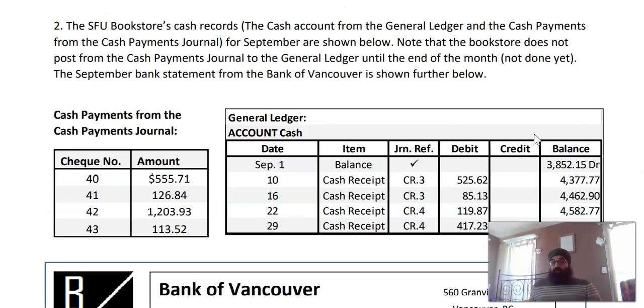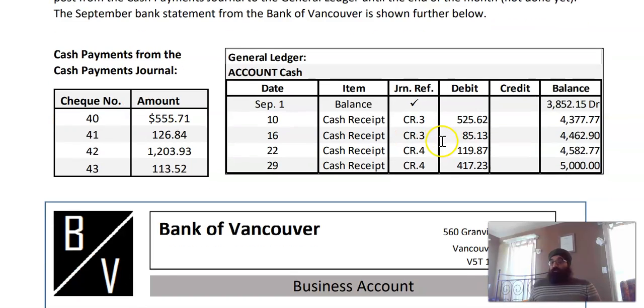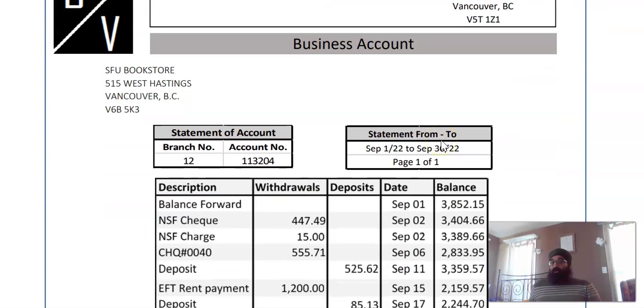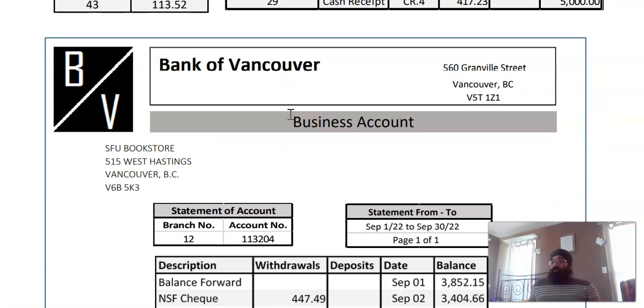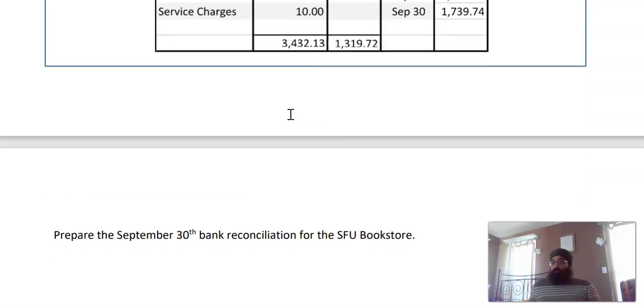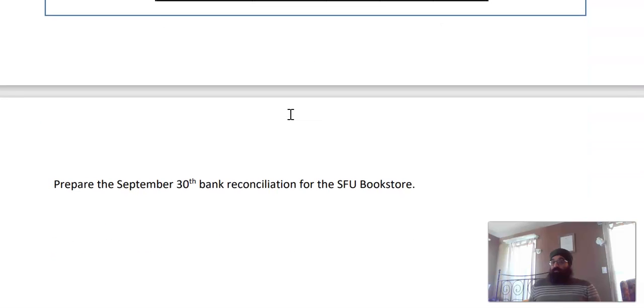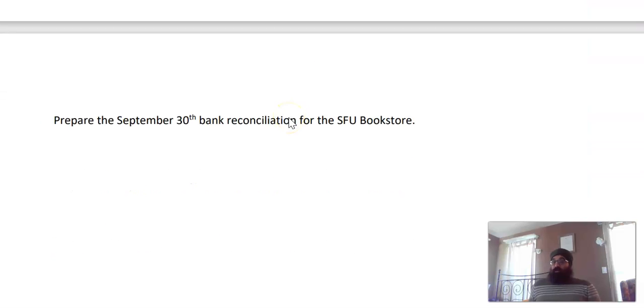This next one is a bank rec. So you have your bank statement. You're basically going to go through it and see what's missing on the bank statement, and also your book records. And you're going to basically reconcile based on what's missing on the book records and on the bank statement. So that should be the same process as you see in your notes.